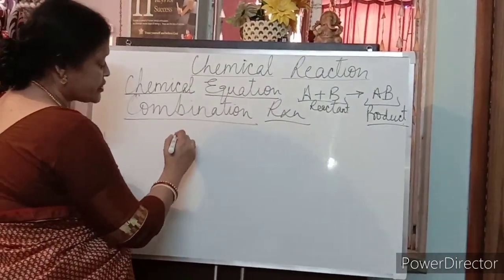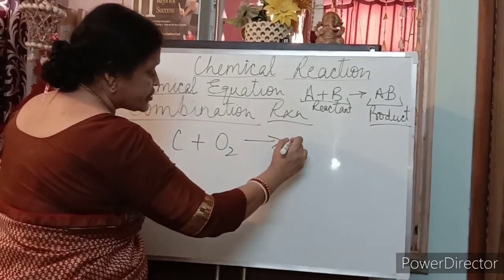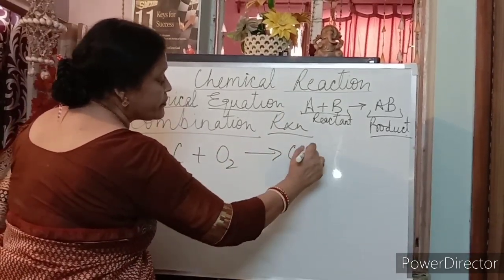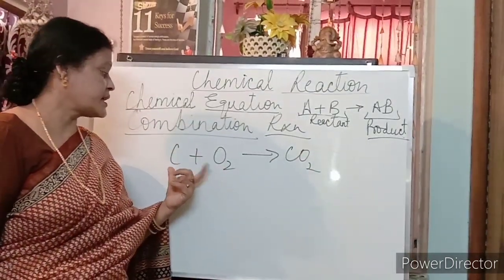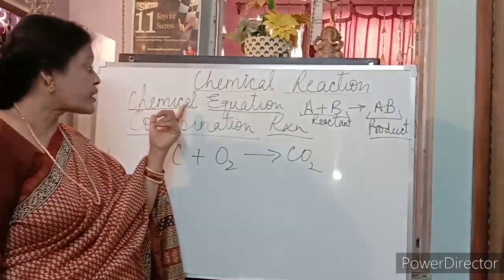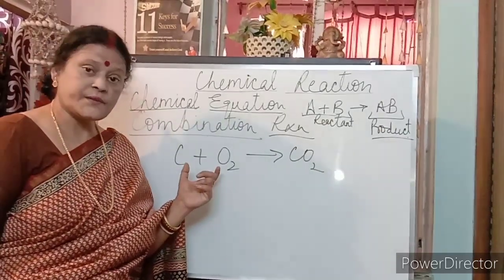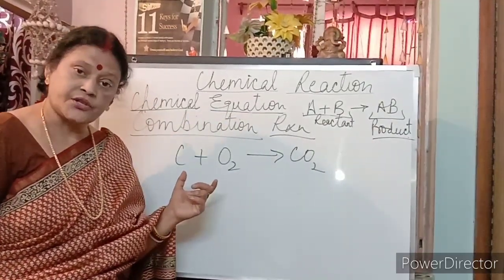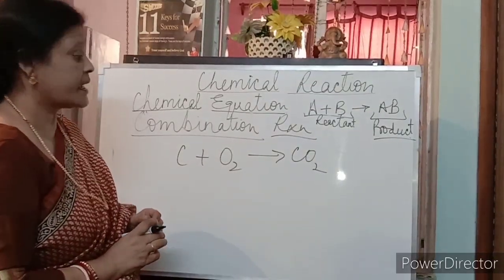Now, chemical equation. What is that? When we represent the chemical reaction in symbolic form. The substances which are reacting, like carbon plus oxygen, these are the symbols of those substances. The chemical equation is the symbolic representation of those substances which undergo reaction. Clear, students?